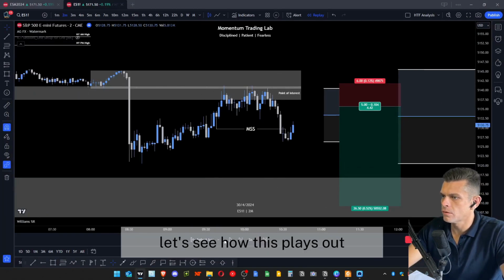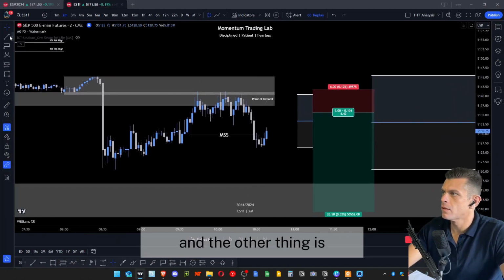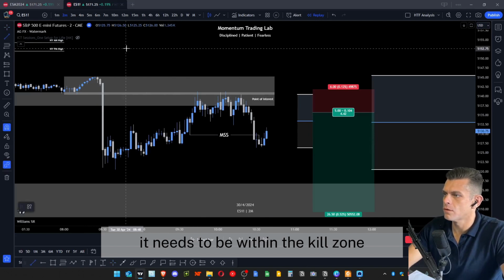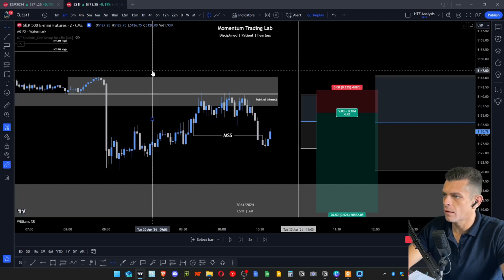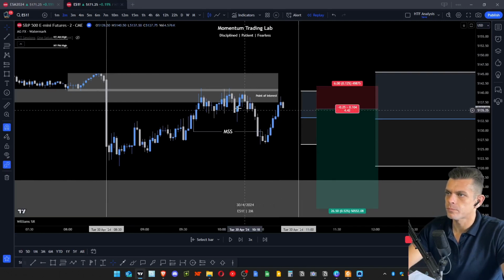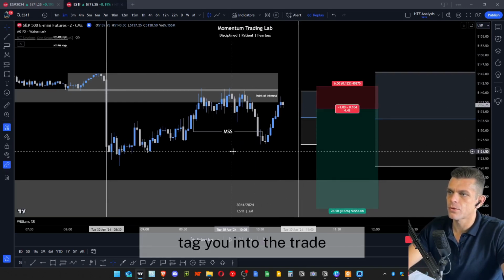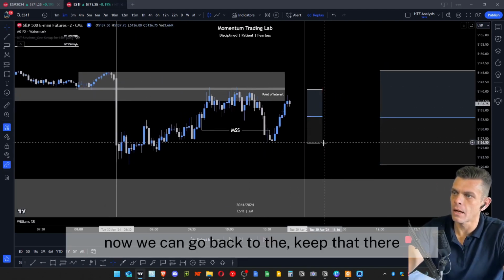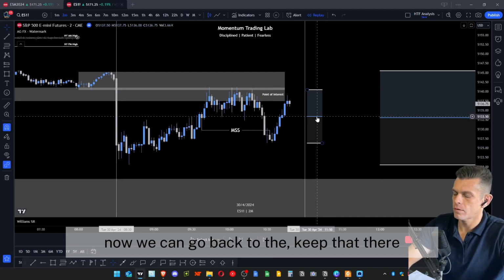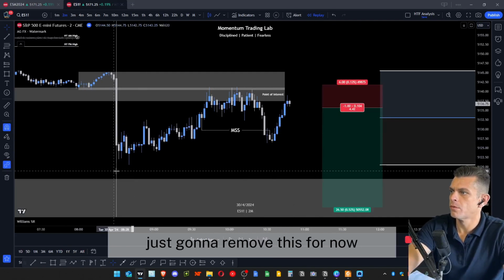Let's see how this plays out. And the other thing is it needs to be within the kill zone. So let's put a line at 11 o'clock and one at 8:30. Okay, right there tags you into the trade. So at this point we are in the trade. Now we can go back to the, let's keep that there. Just going to remove this for now.